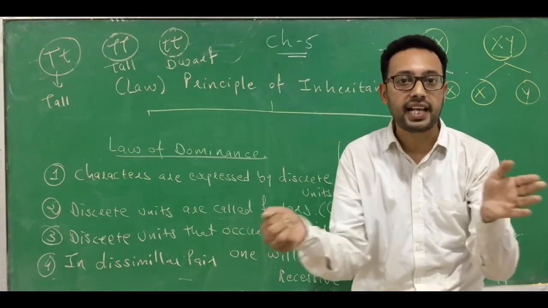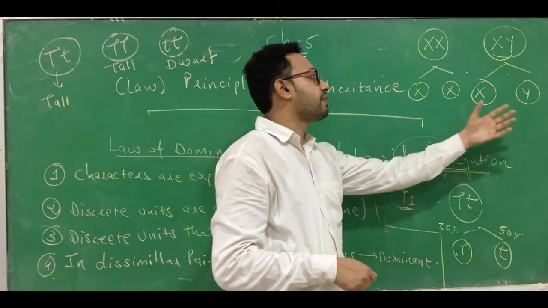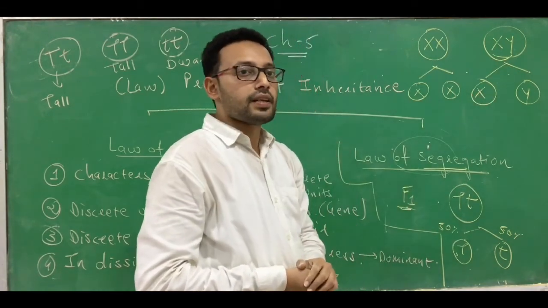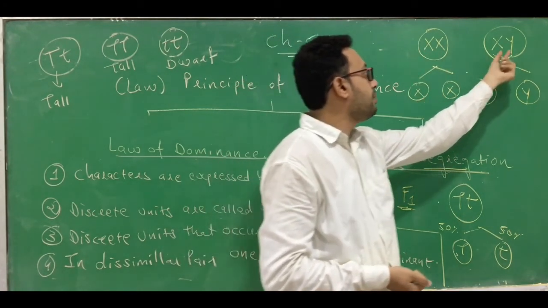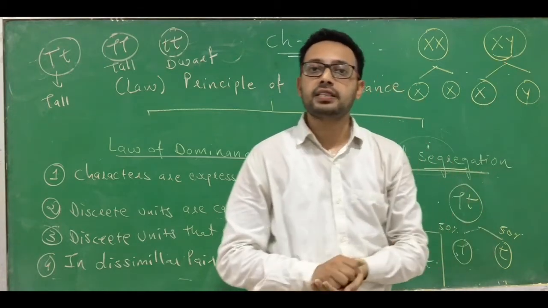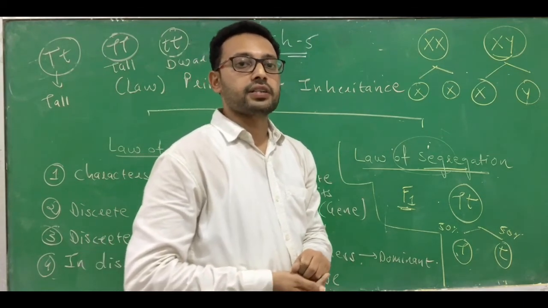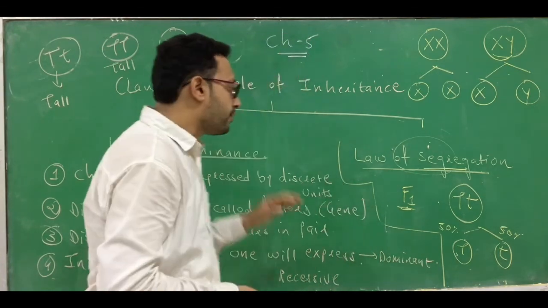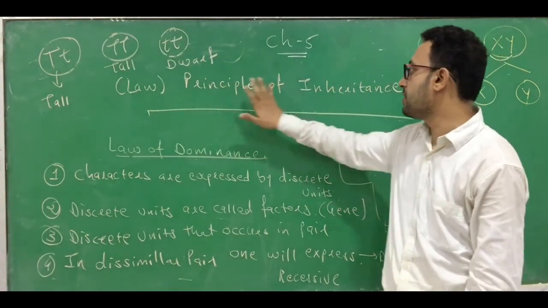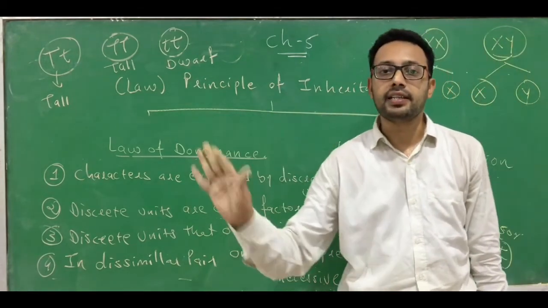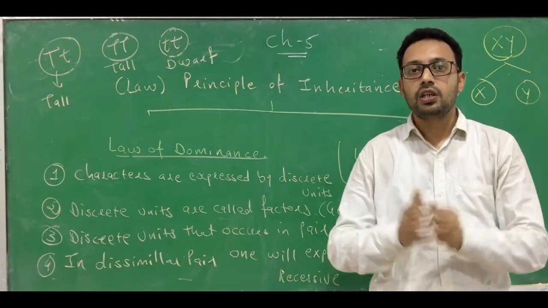Clear? This happens because the characters don't get mixed or blended. They remain segregated, and 50% of gametes contain each. If it is a similar pair, like this, then all the gametes contain the same. Which gametes fuse decides what the next generation will be. So this is about the law of dominance and the law of segregation, which were proposed by Mendel, and together we call them the principles of inheritance. Clear? So that's all about it.